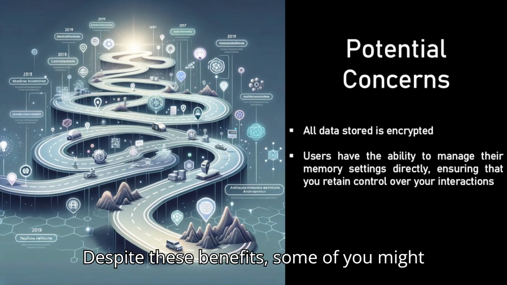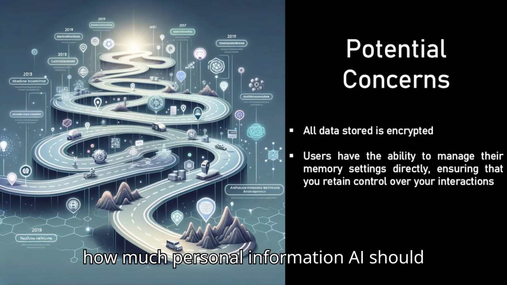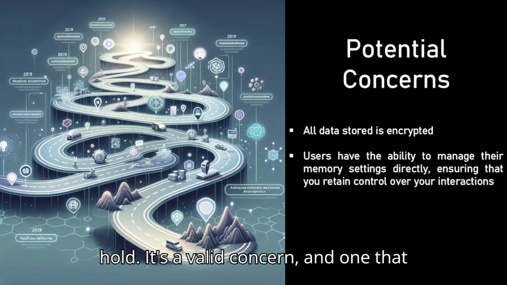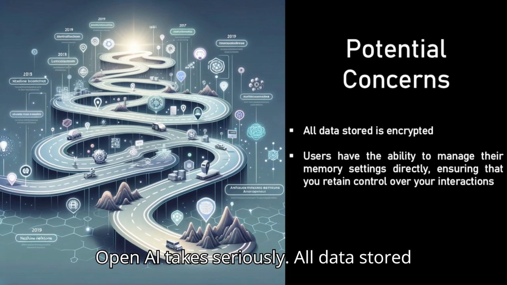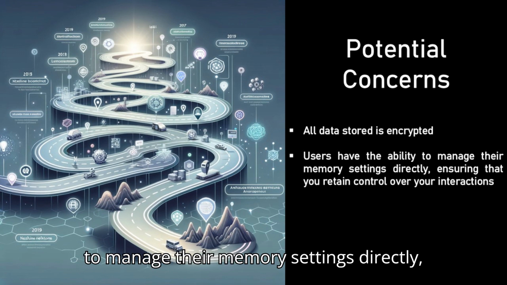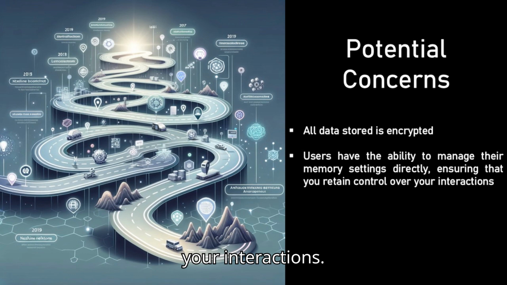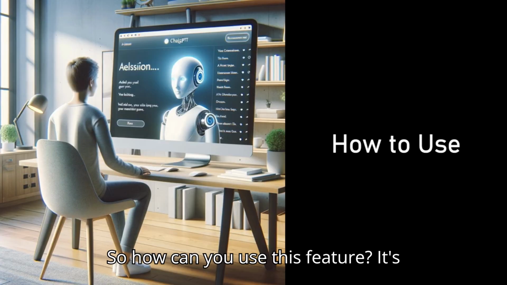Despite these benefits, some of you might still have concerns, especially around how much personal information AI should hold. It's a valid concern, and one that OpenAI takes seriously. All data stored is encrypted, and users have the ability to manage their memory settings directly, ensuring that you retain control over your interactions. So, how can you use this feature?